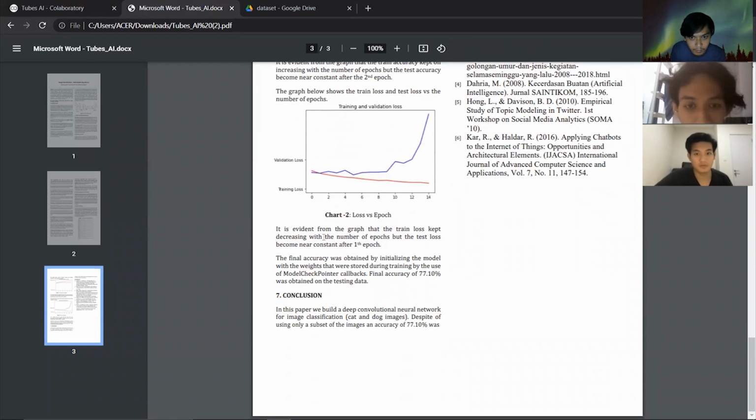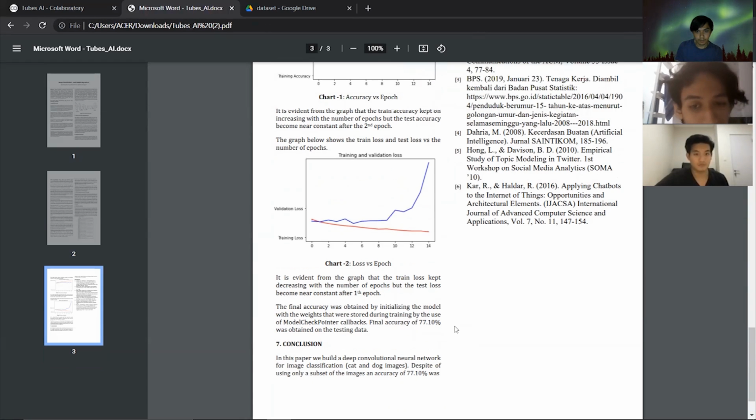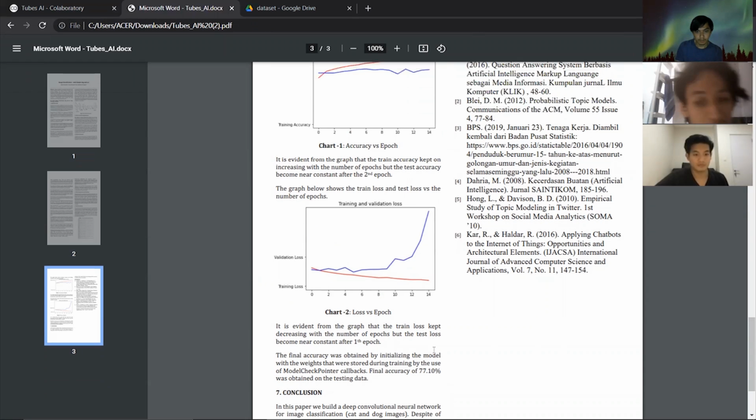The final accuracy was obtained by initializing the model with the weights that were stored during training by the use of the model checkpointer callbacks. A final accuracy of 77.10% was obtained on the testing data. In conclusion, in this paper, we built a deep convolutional neural network for image classification, cats and dogs specifically. Despite using only a subset of the images, we reached an accuracy of 77.10%.